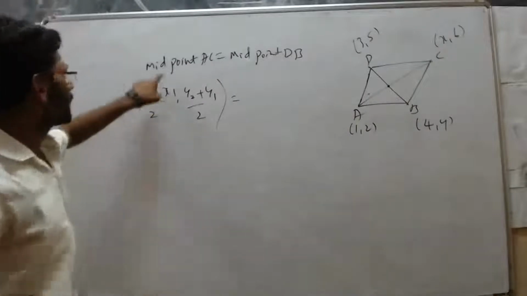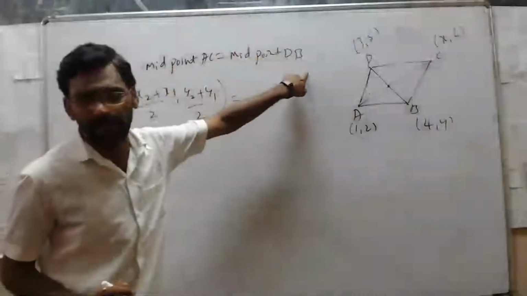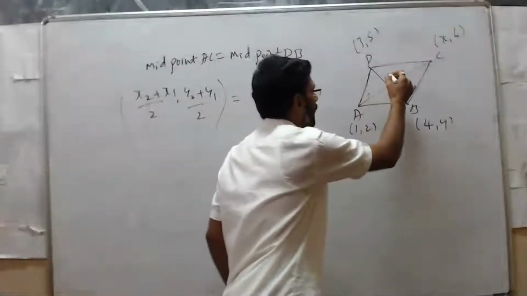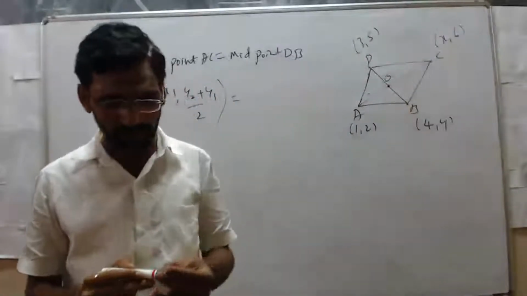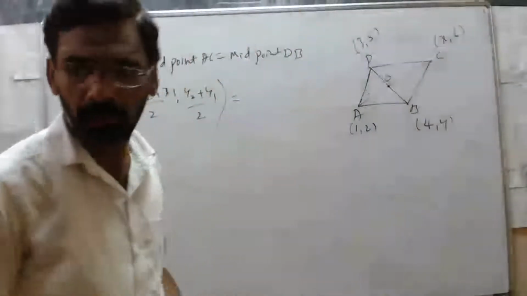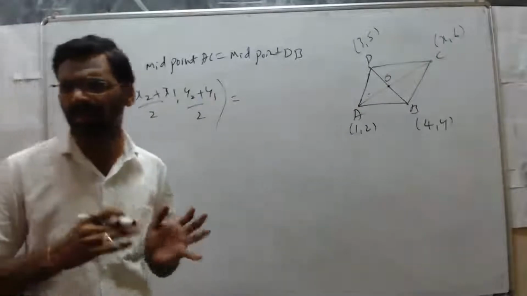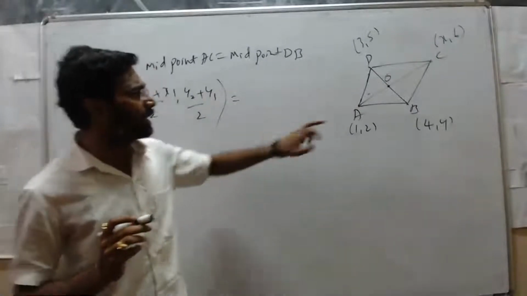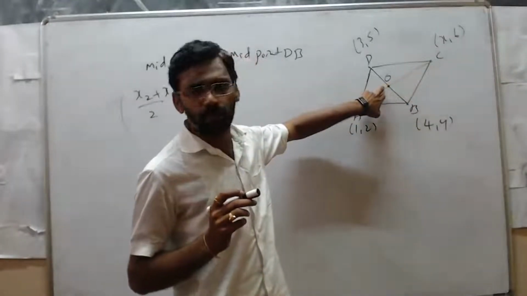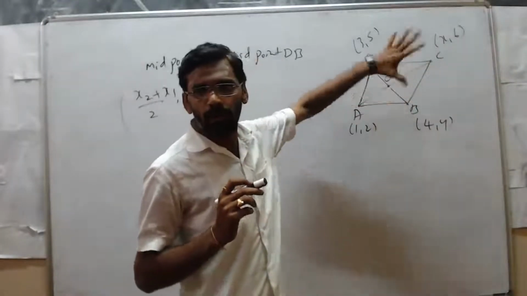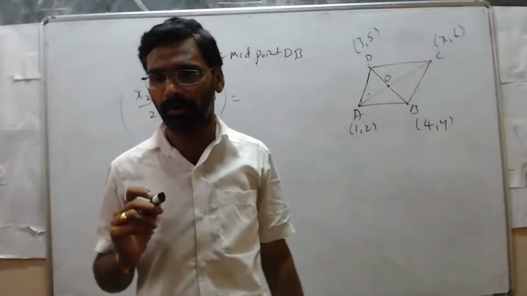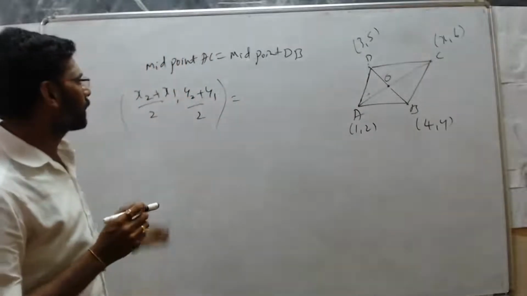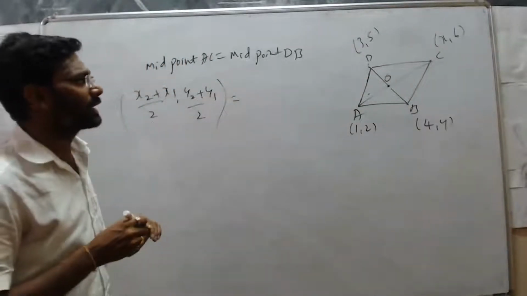Then midpoint of AC equals midpoint of DB. For both the diagonals, we have to find the value of x and y. Keep in mind, students, we have to find the value of x and y. AC midpoint is O, DB midpoint is O. Therefore, midpoint of AC equals midpoint of DB.